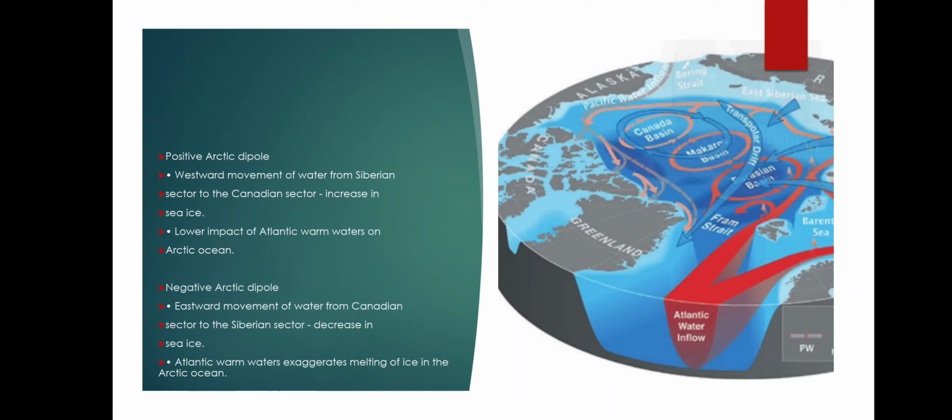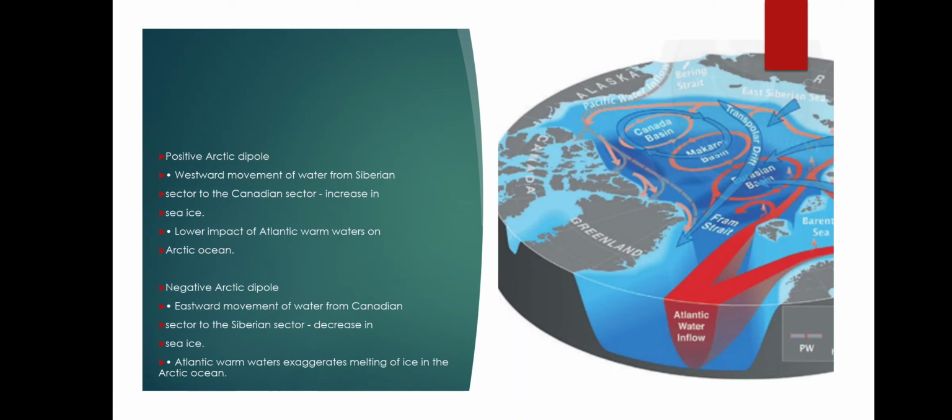This is because during a negative dipole, the low pressure area is experienced towards the Canadian sector of the Arctic Ocean. The high pressure area is experienced in the Siberian sector. So the water moves from the Canadian sector to the Siberian sector. That is, the water moves in the eastward direction. Already there exists warm water in the Siberian sector, so the eastward movement of the water could increase the temperature and affect the ice formation in the Arctic Ocean.